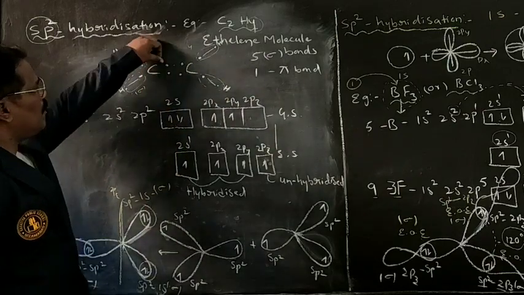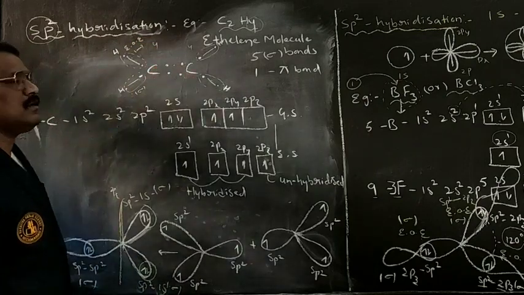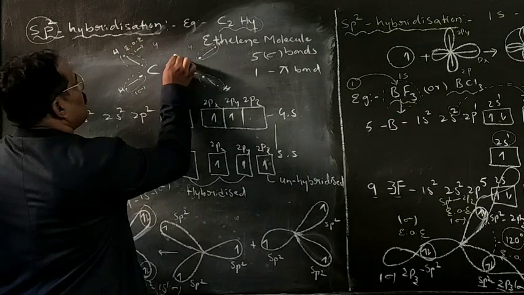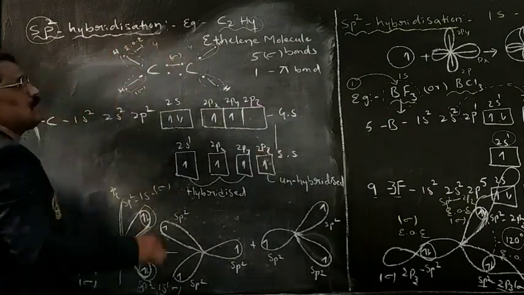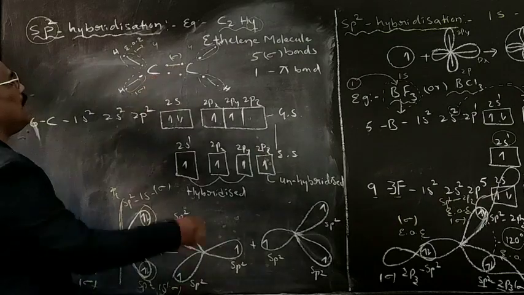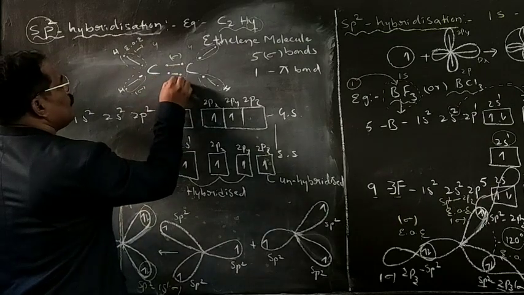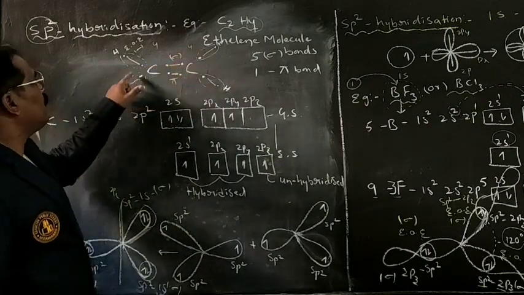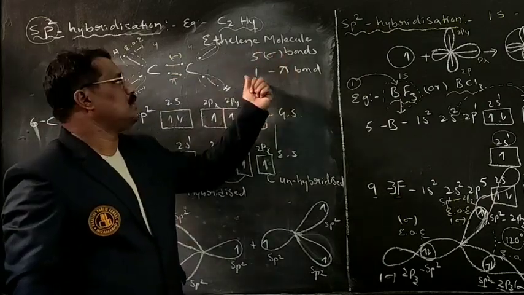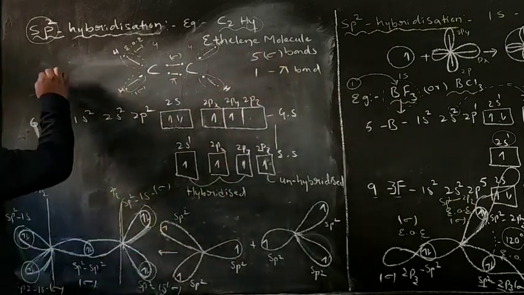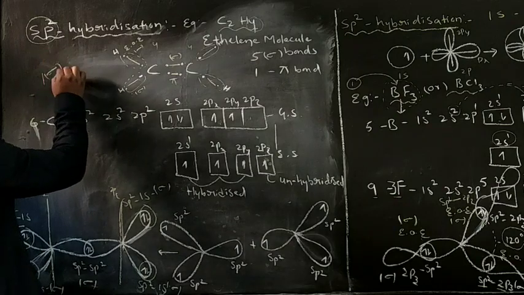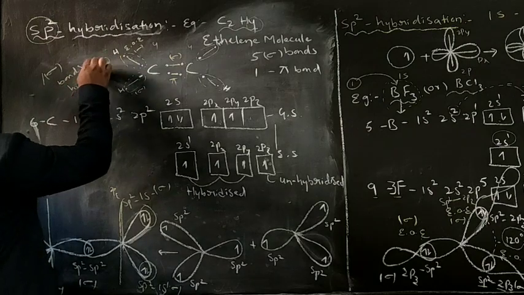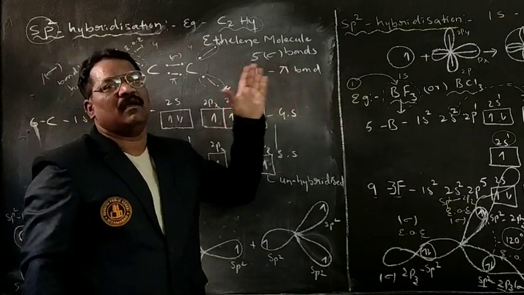And here two unpaired electrons exist for each carbon atom. We know that if it has 2 unpaired electrons, one unpaired electron will form a sigma bond, and the other unpaired electron will form a pi bond. Therefore, total how many? 1, 2, 3, 4, 5 sigma bonds and 1 pi bond. We have already seen clearly that all sigma bonds will be hybridized, and all pi bonds will not be hybridized.